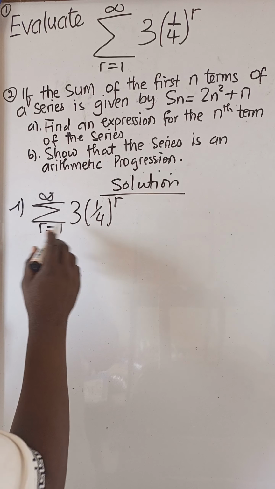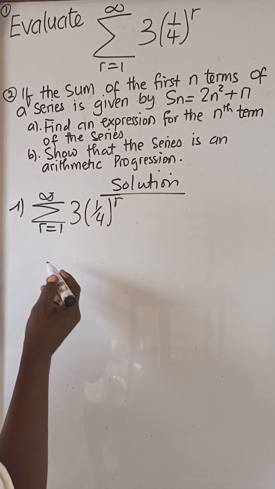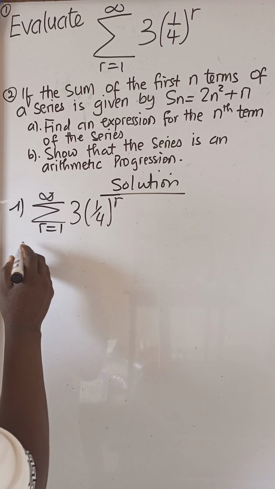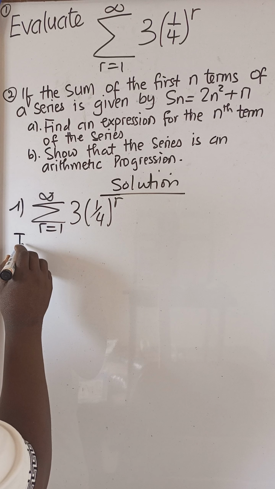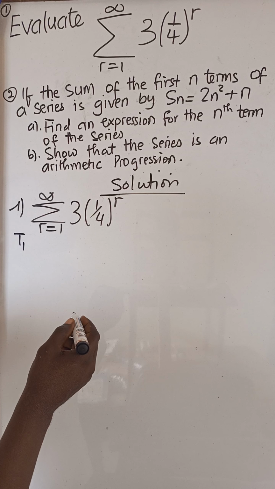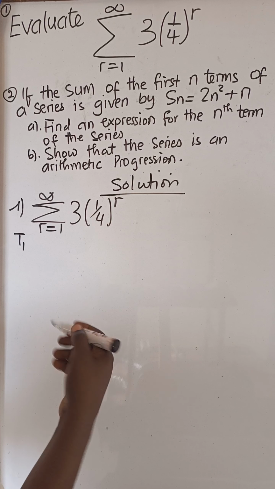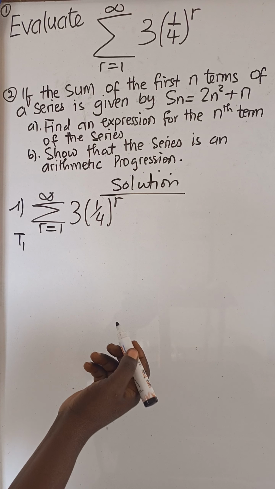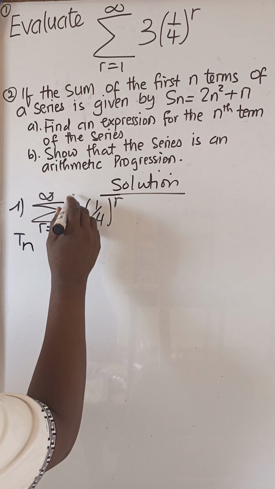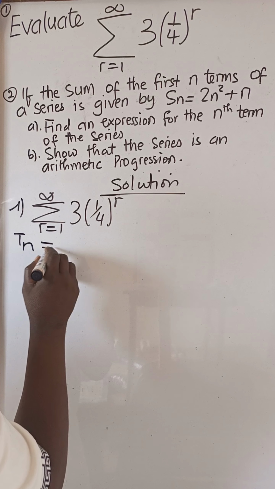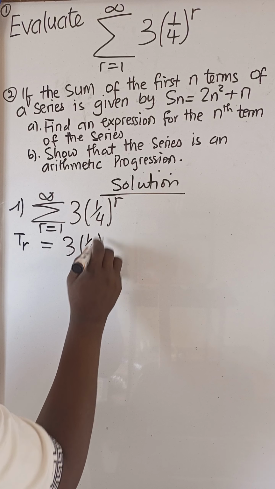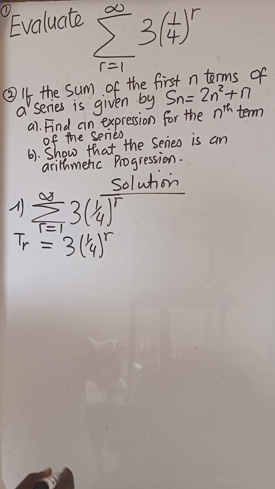Okay, so we are actually looking for the sum to infinity of this series. So how do we go about that? We must first of all check to see what type of series this is. The only way to do this is to get the first three terms of this series, and then check if we have, for example, a common ratio or a common difference. So we can work it out. Now, the general term of this series is usually what has been summed. So we have T_r is 3 into 1 quarter to the power r. This is the general term for this series.